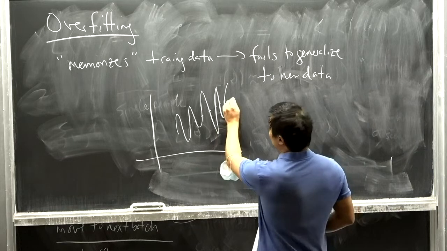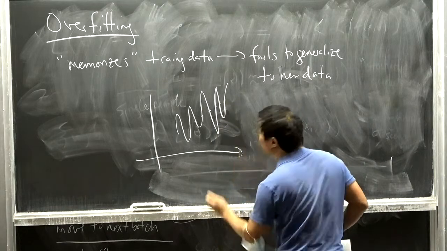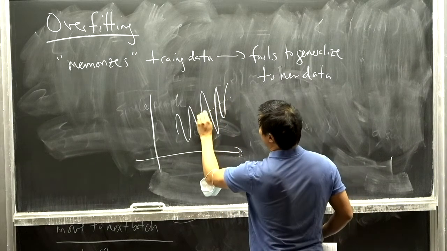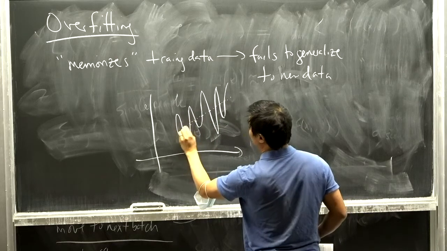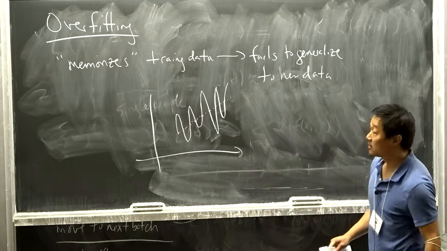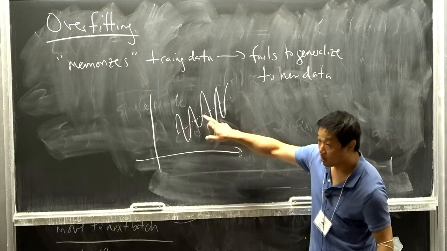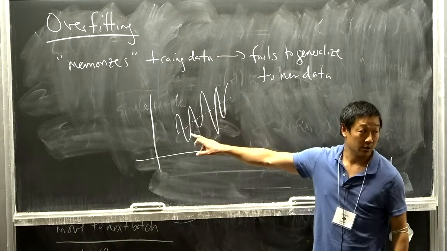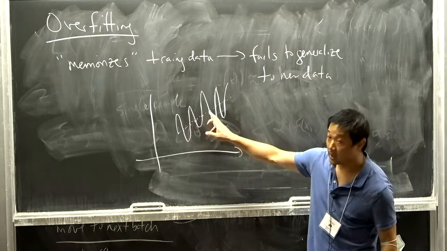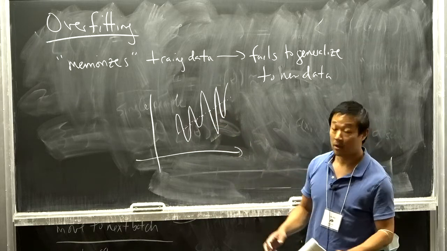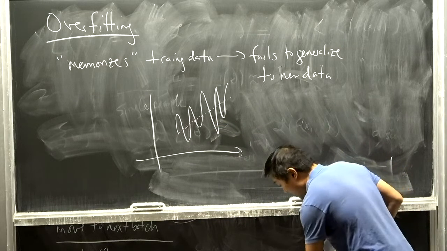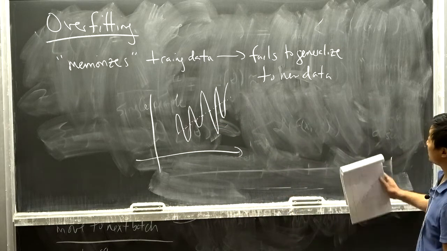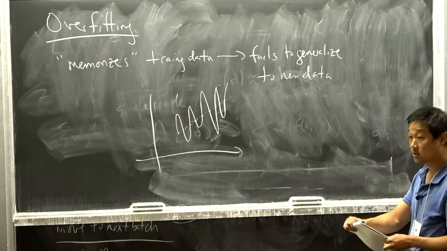And then if I get new data, which is drawn from the same distribution or the same process, this will be a very poor generalization to the new data, in between the data points that it's seen. Okay, so this is overfitting. And how do we deal with this or mitigate this with neural networks?